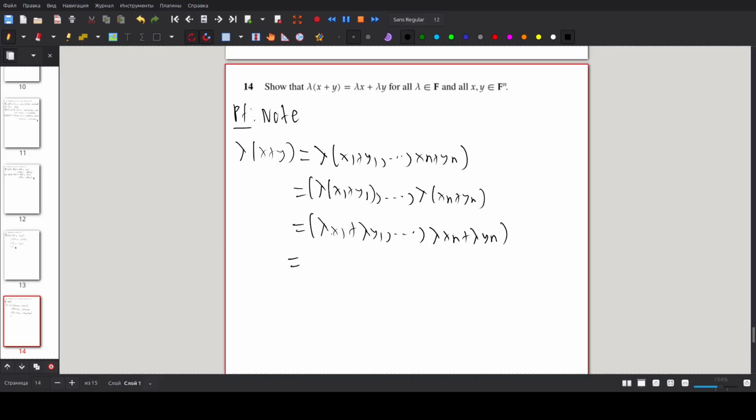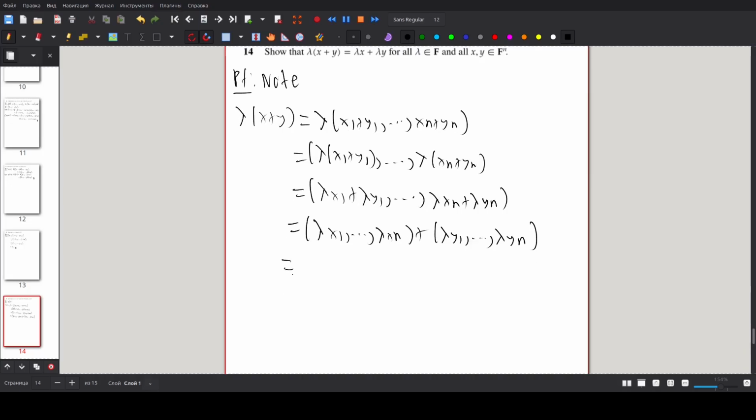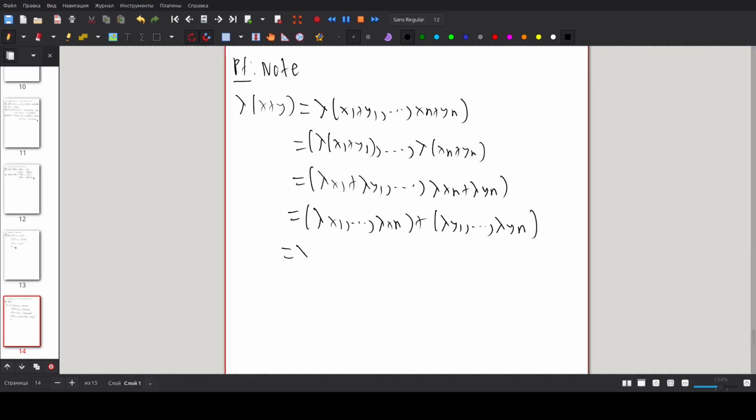But we can use the definition of list addition again to separate these out. So this is the same thing as (lambda x1, ..., lambda xn) plus (lambda y1, ..., lambda yn). This is more in depth than I went on my paper, but this is going to be lambda times (x1, ..., xn) plus lambda times (y1, ..., yn), which is just lambda x plus lambda y. Okay, so that one's pretty good. Nice.